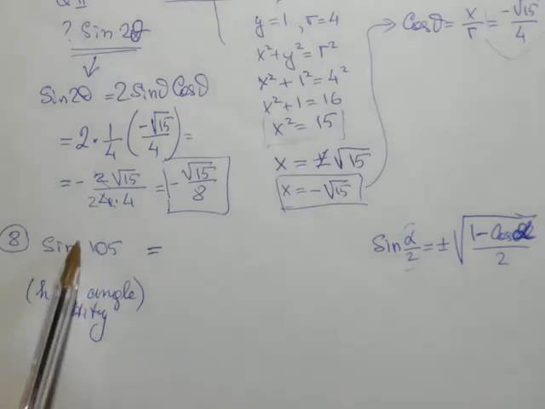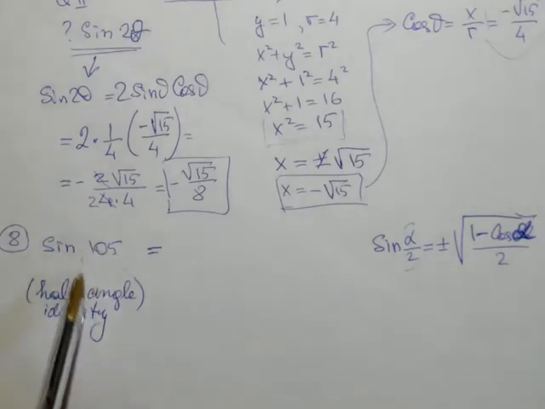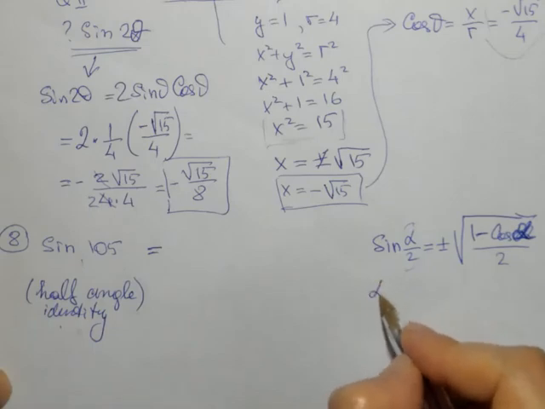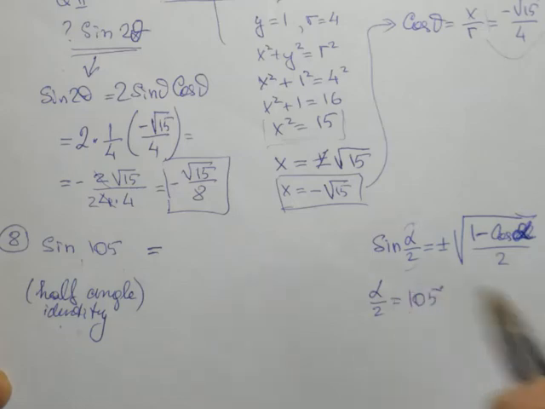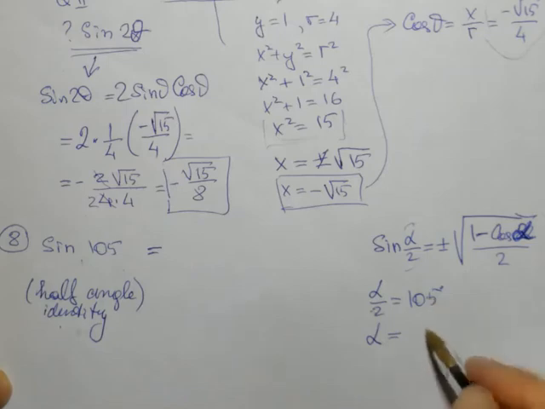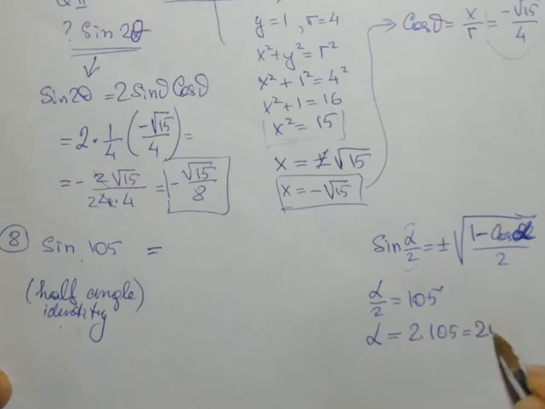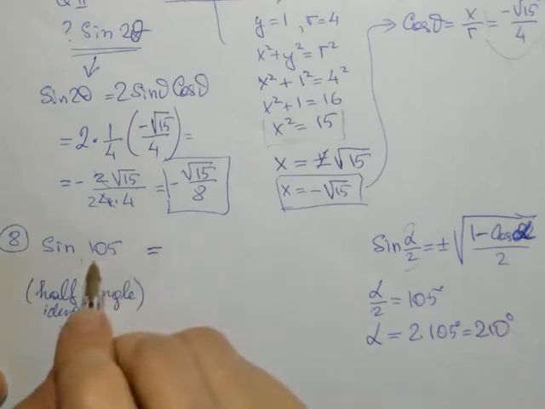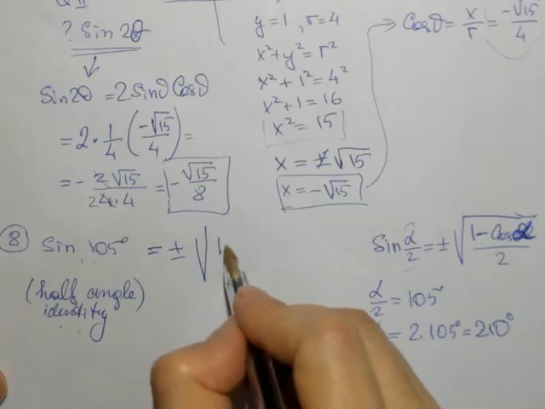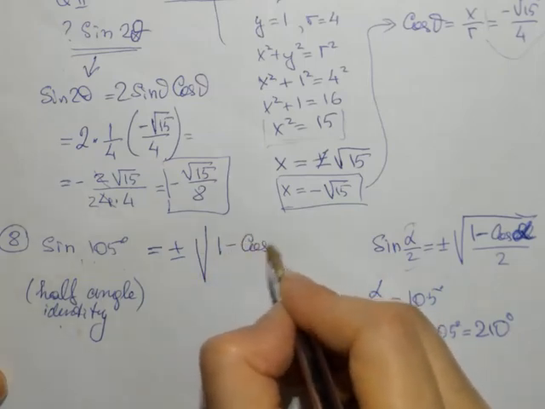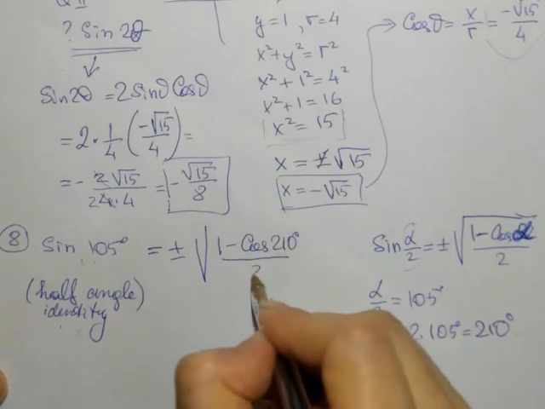So 105 degrees is alpha over 2. Alpha over 2 equals 105 degrees. It means that alpha in our identity must be equal to 2 times 105, or 210 degrees. So sine of 105 equals plus minus square root of 1 minus cosine 210 divided by 2.